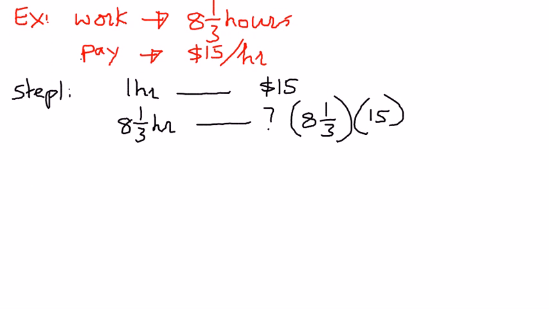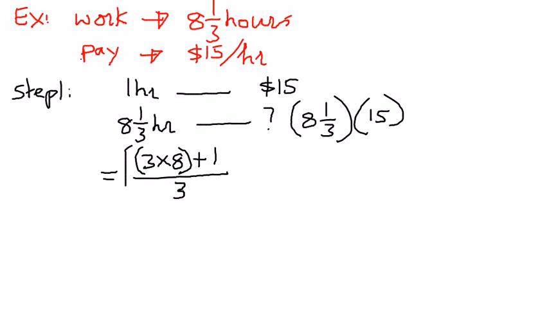This is a multiplication of fractions type of problem. So we're going to simplify the mixed number into an improper fraction, and the way we do that is as follows. We take the denominator of the fraction, multiply it by the number on the side, which is 8, take the product of that, and then add the numerator value to that, which is 1, and divide that whole expression by the denominator of the fraction, which is 3.